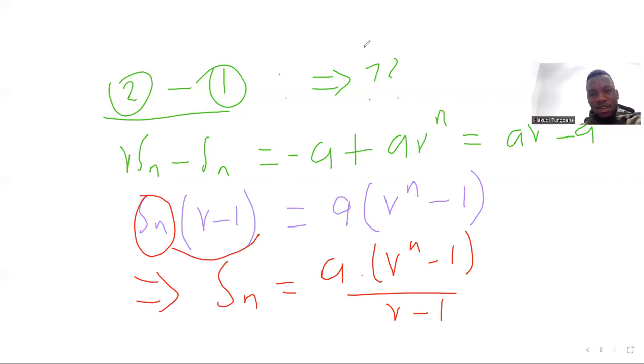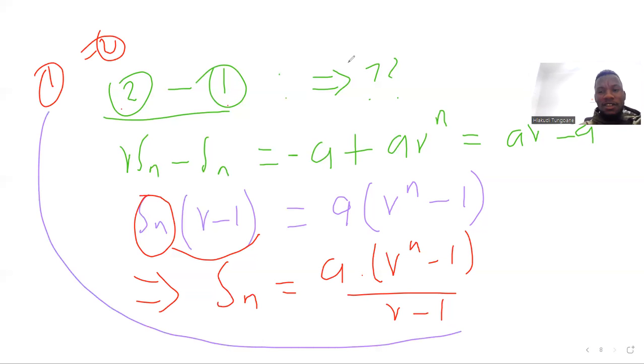Okay. So note what will have happened. If instead of saying equation 2 minus 1, you said 1 minus 2, you would have had results that look like this. I'm not going to do it just to save time, but the result would have been a (1 minus r^n) over 1 minus r.